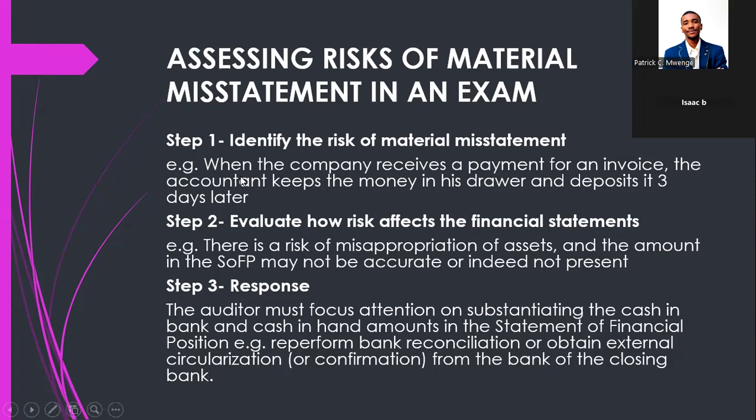Example, identification of a risk of material misstatement. Our example says, when the company receives a payment for an invoice, the accountant keeps the money in his drawer and deposits it 3 days later. So the accountant receives money for a payment for an invoice, then he keeps the money in his drawer. He locks it. Then after 3 days, that's when he takes it to the bank. So that's the risk.